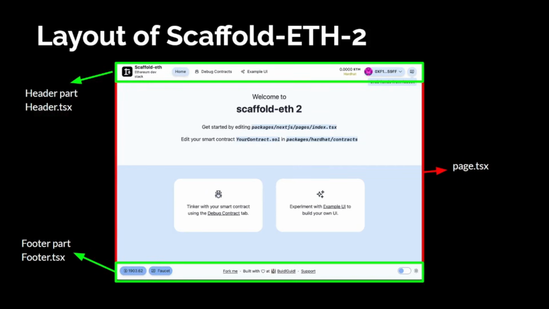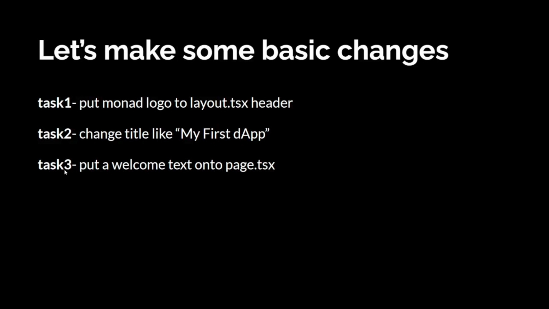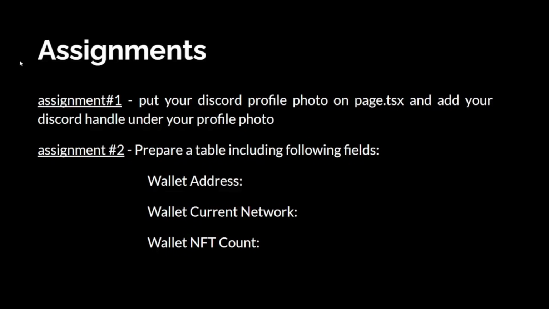This is the layout of Scaffold-ETH 2. This is the page, and these are the header and footer, as you can see. We have three tasks. Task one, we will change the logo. We will change the title of our dApp. We will write a welcome text on the page.tsx. And these are your assignments. Assignment 1 and assignment 2.